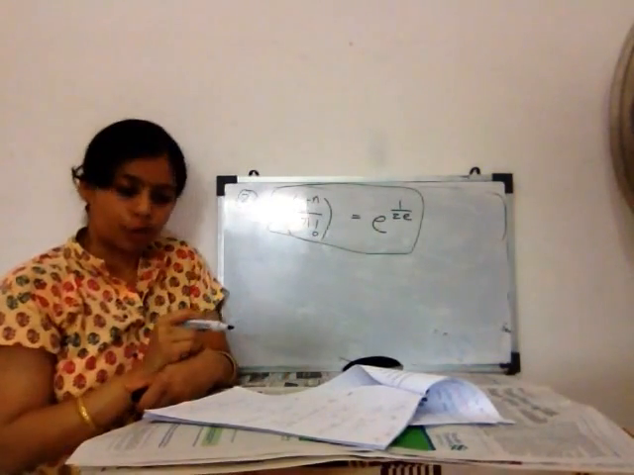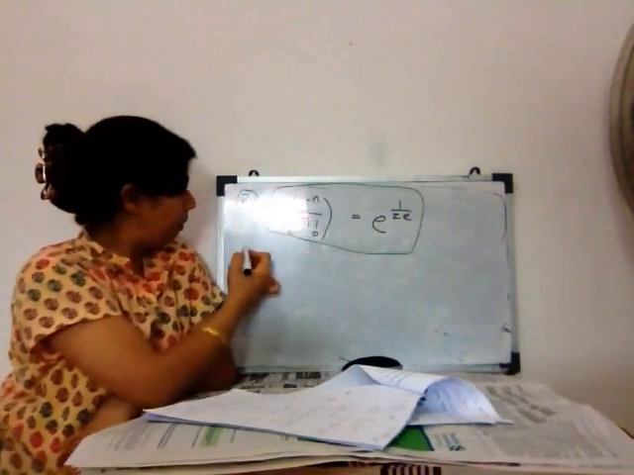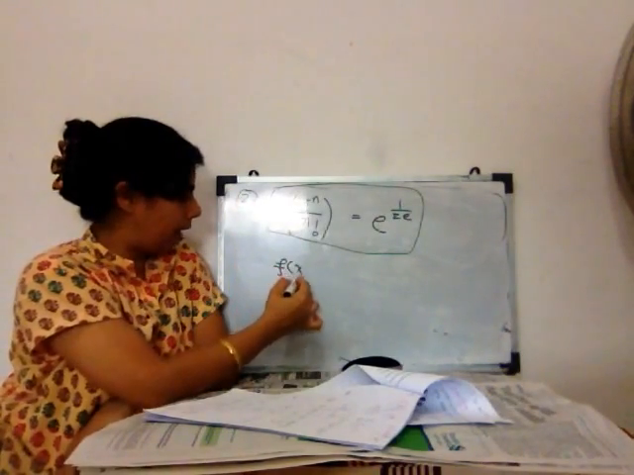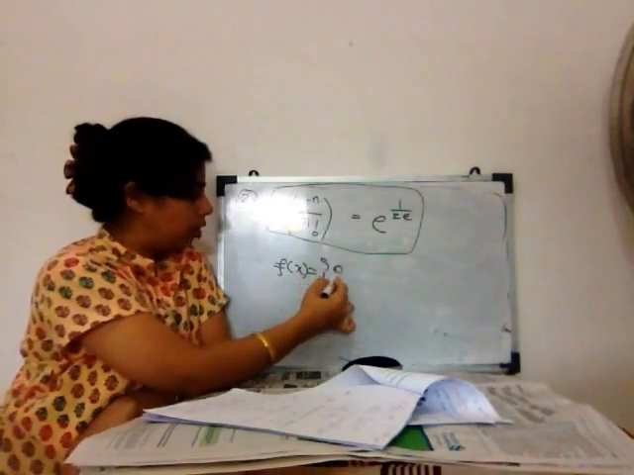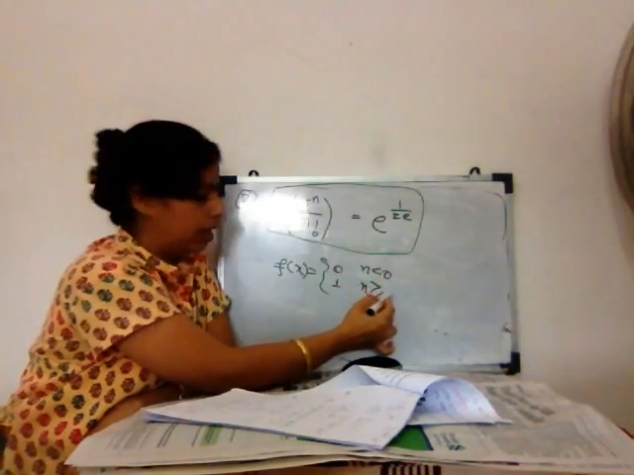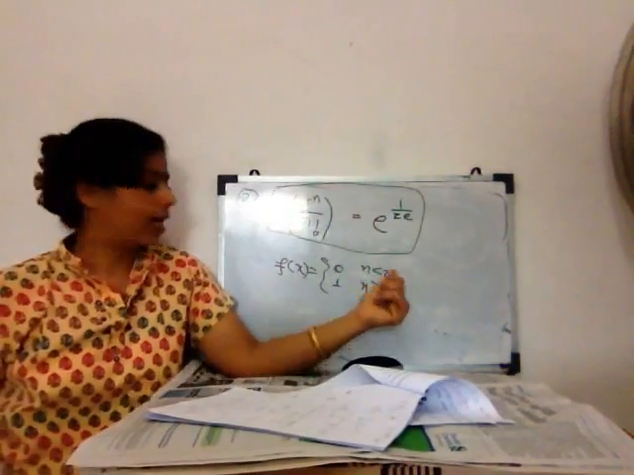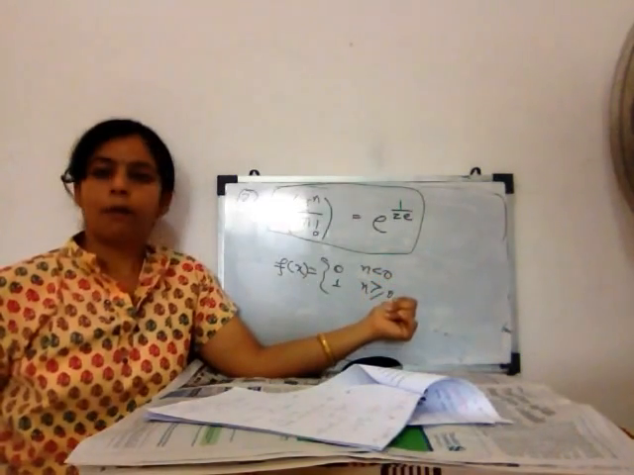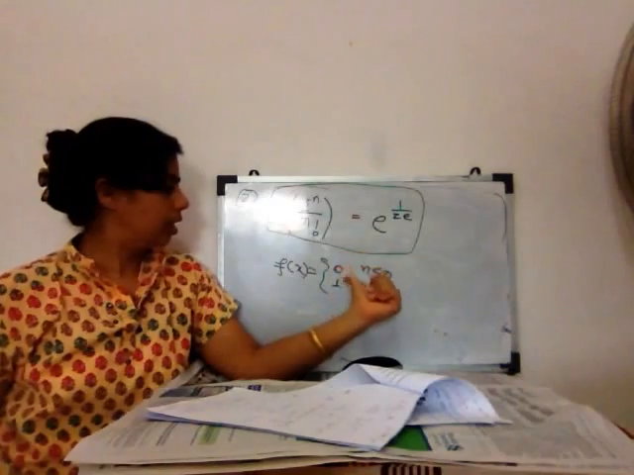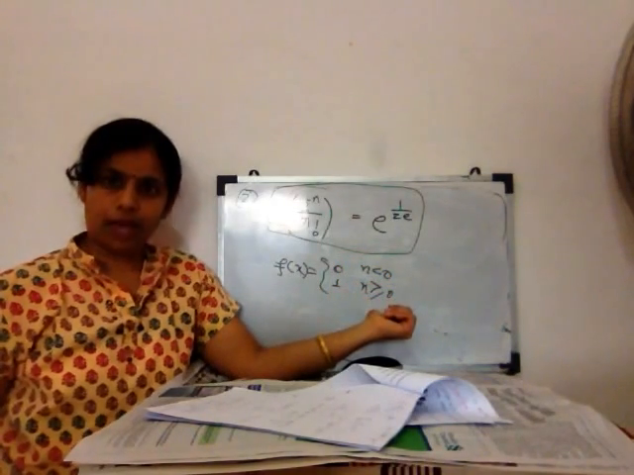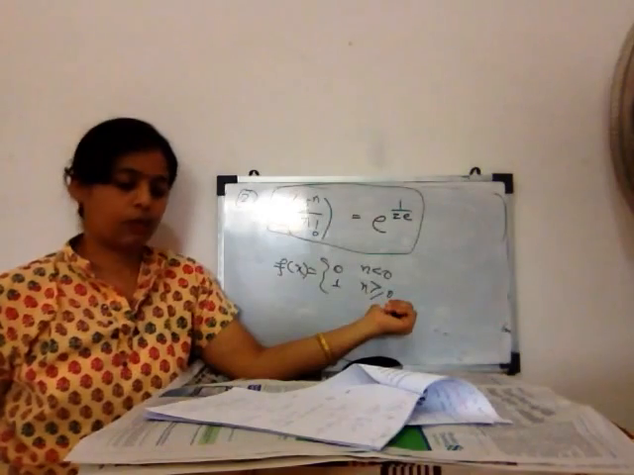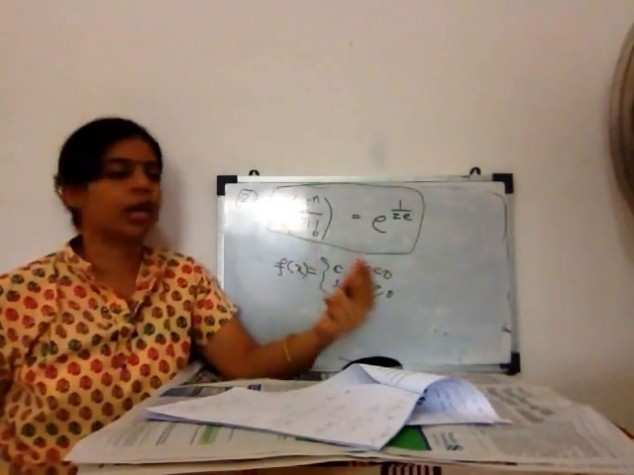Next, the z transform for the unit step function. The unit step function fn is defined as 0 where n is less than 0, and 1 where n is greater than or equal to 0. So for the negative region its value is 0, and for the positive region its value is 1. So the z transform of 1 is the value of this function. We already derived that the z transform of 1 is given by z upon z minus 1.